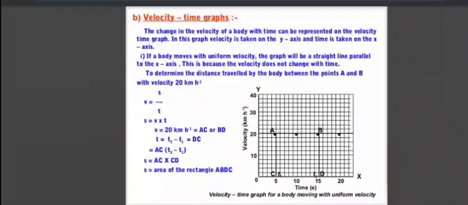So from A to C I will draw a line, from B to D I will draw a line. You can see ABDC is a rectangle. Find the area of this, and you will directly get the distance or the displacement. Length into breadth. So AC is the length, the value of AC is 20, and CD is the breadth. So 5 to 15, if you subtract, you will get 10. So 10 into 20, you will get the answer. So for a velocity time graph, if you want to find distance, you will find the area.